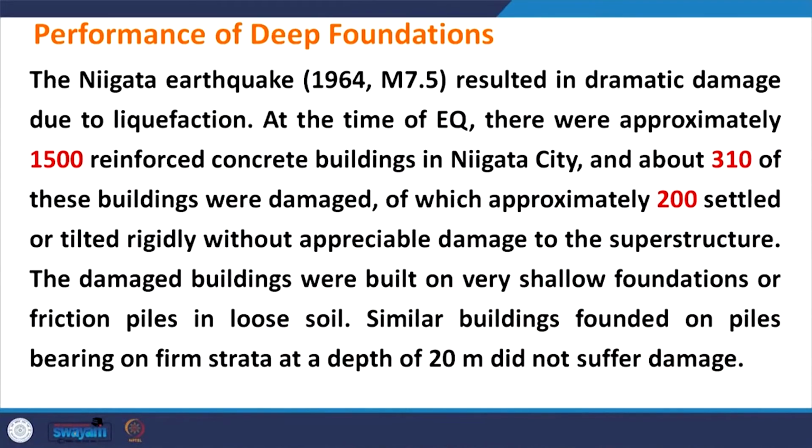And at that time Niigata city was not very large. At the time of the earthquake, there were approximately 1500 reinforced concrete buildings in Niigata city, and about 310 of these buildings were damaged due to the earthquake. Out of these damaged buildings of about 300, about 200 buildings settled or tilted in such a way that there was no damage to the superstructures, and this can be seen in the next slide.